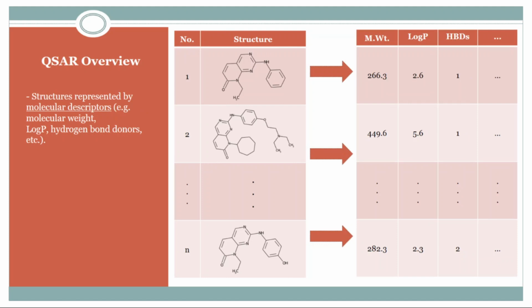So in QSAR modeling, the structures are represented using molecular descriptors, which are simply numerical representation of these structures. So again, here we have this matrix where each row represents a structure and each column is a property of that structure. So we will talk about how to select descriptors later on and how they are used in QSAR modeling.